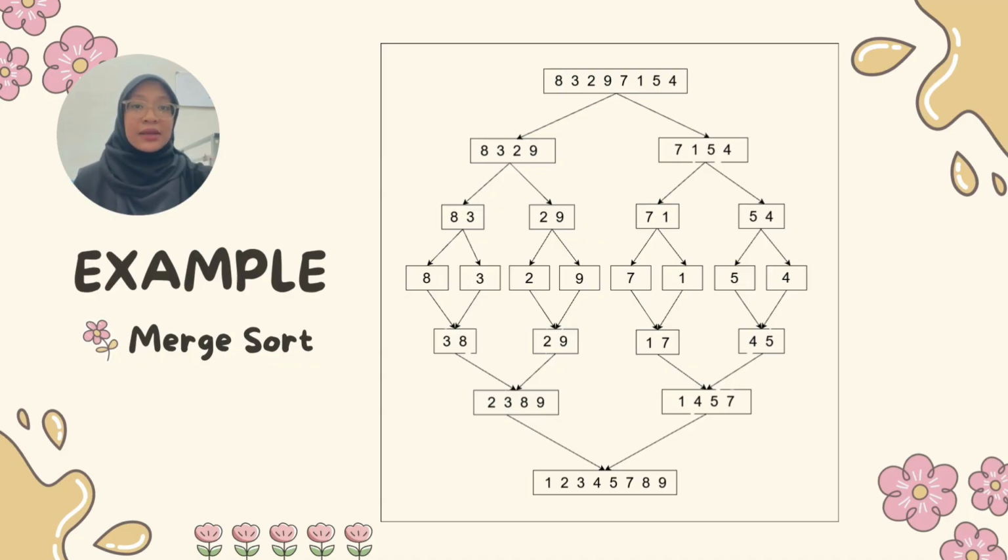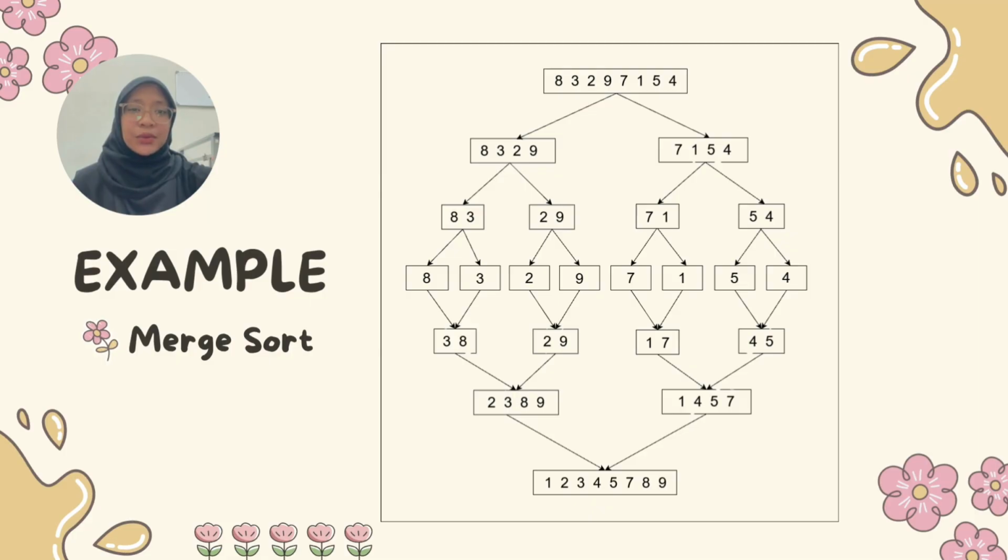So the left side becomes 8, 3, 2, 9, and the right side becomes 7, 1, 5, 4. Next, each half is divided again and again until each group contains only one number. So at this stage, we stop dividing because a single number is already considered sorted. So now, we start the combine and merge process.